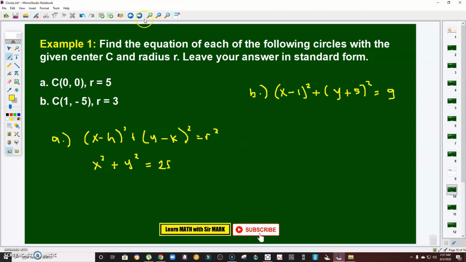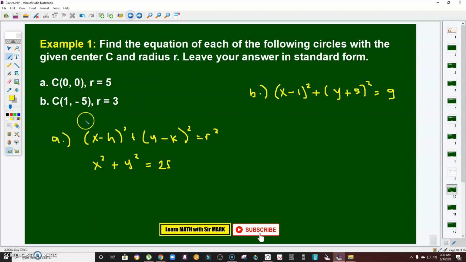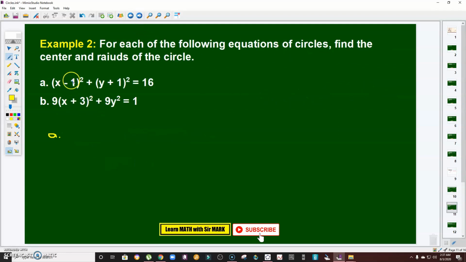Okay, so let's move to the second example. This time, for each of the following equations of circles, find the center and radius of the circle. So this time, given the standard equation, babaligtarin natin, we find the center and the radius. Like what I said in the previous example, diba? Tingnan nyo, yung center, binaligtad ko lang yung sign, right? So, that's what we're going to do here.